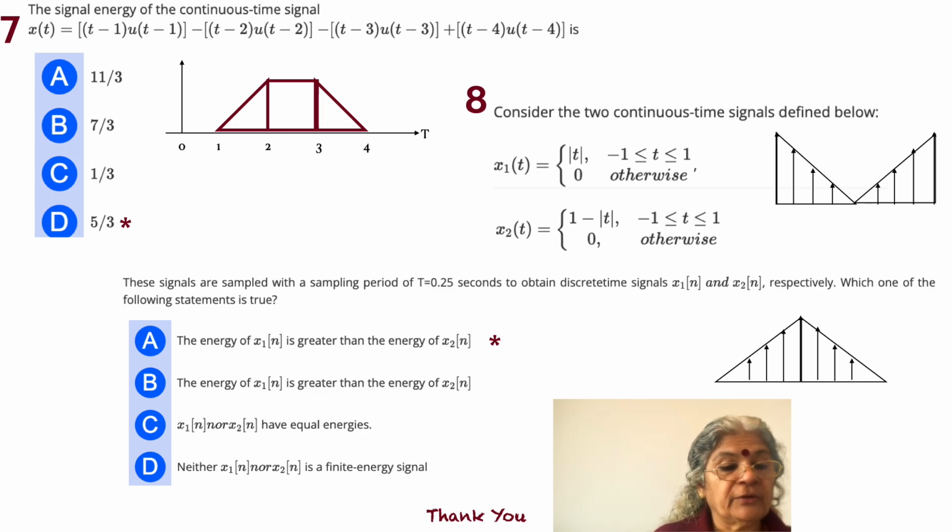x(t) is equal to (t minus 1) u(t minus 1) minus (t minus 2) u(t minus 2). That's the second part of the waveform. Minus (t minus 3) u(t minus 3) plus (t minus 4) u(t minus 4). Obviously it's a limited kind of waveform. It's not a periodic waveform, so it will have finite energy. It will be an energy signal. It will not be a power signal.